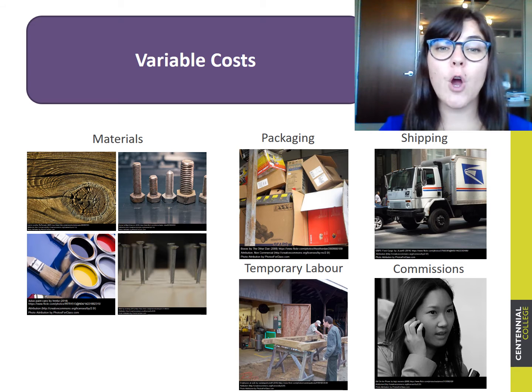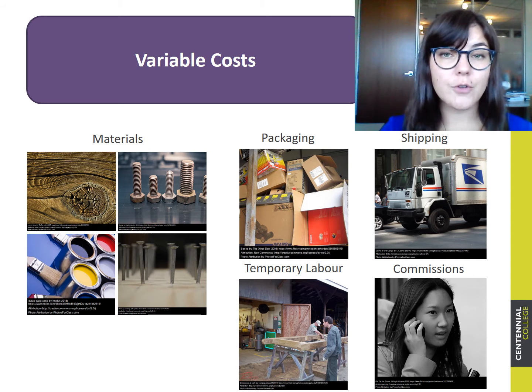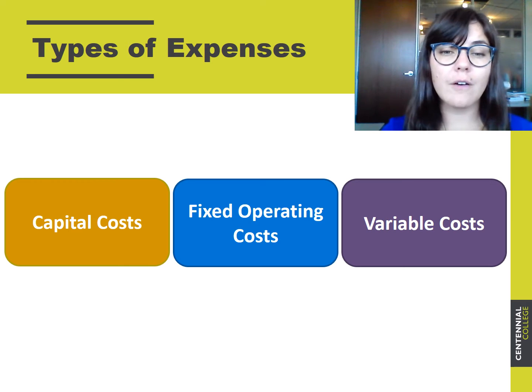Variable costs are the costs directly involved in production and sale of products, like raw materials, parts, packaging, shipping, sales commissions, and wages of temporary employees. Because variable costs are incurred with production of each item, these costs are usually expressed in dollars per unit. If you're not confident in your understanding of variable versus fixed costs, please go back to the Types of Expenses video.